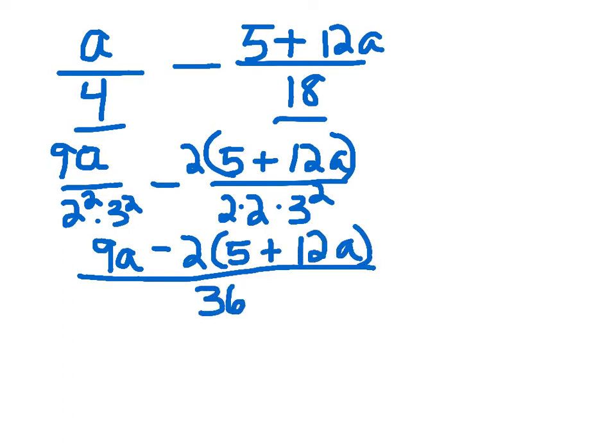Over, this number is 36. 4 times 9 is 36. Some of you may be tempted to try to cancel this 9 and the 36. As long as there is an addition or subtraction sign that is not inside of the grouping symbols, the parentheses of a polynomial, you cannot cancel. So don't cancel yet.